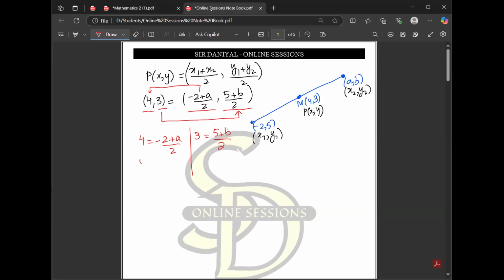So it becomes 2 into 4, 8 plus 2 equals a. A becomes 10. 6 minus 5 equals b. B becomes 1. So in this way, we have found the coordinates 10 comma 1. This is the coordinate of this endpoint of the line. Okay, this is our answer.